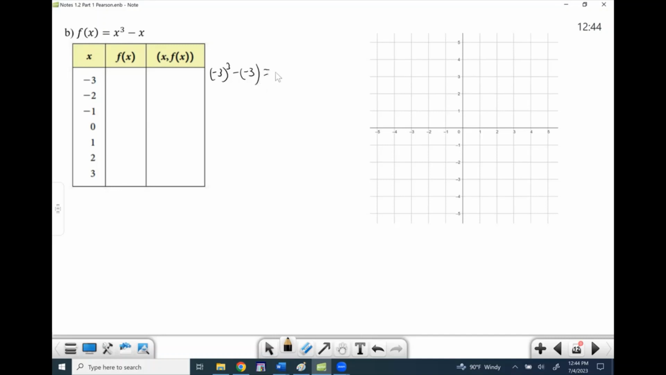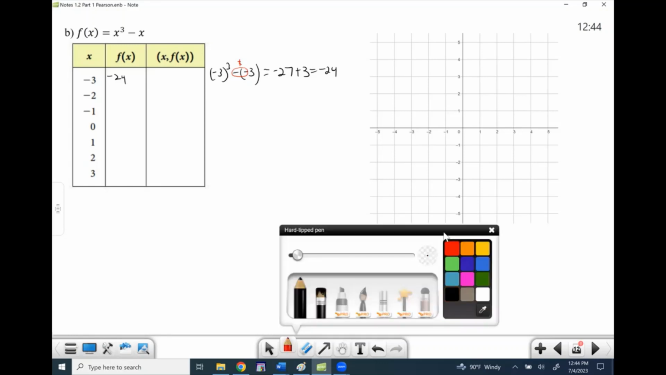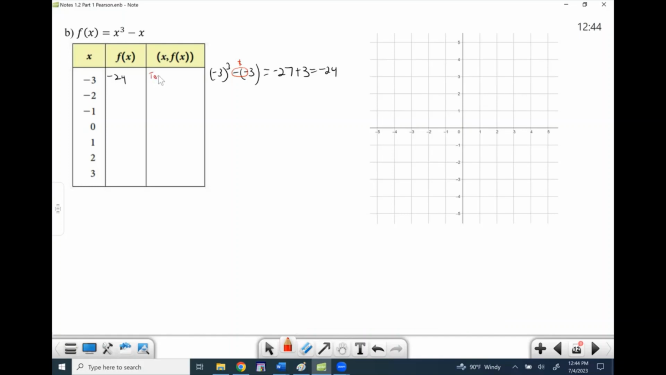Negative 3 times negative 3 times negative 3 is negative 27. And we know that minus a negative really means plus. So this is going to be negative 24. Now, is negative 24 on our graph paper? No. So we're not going to graph this. We'll say not on graph.